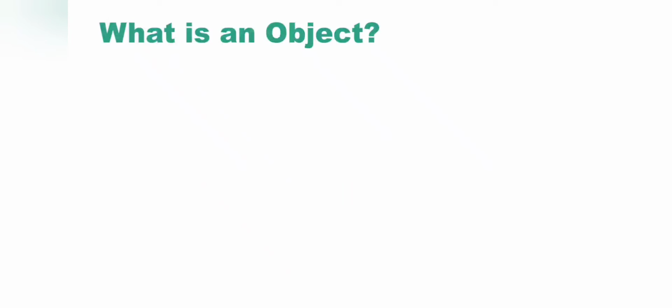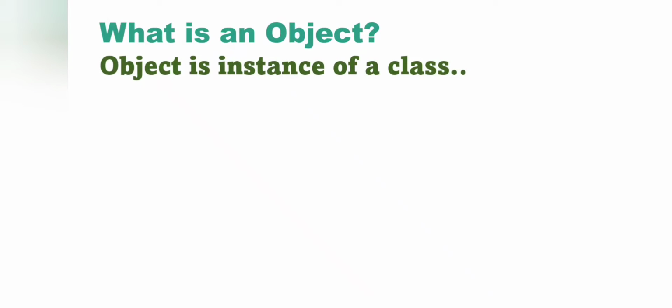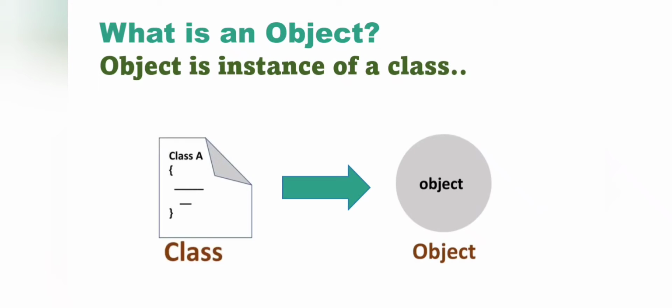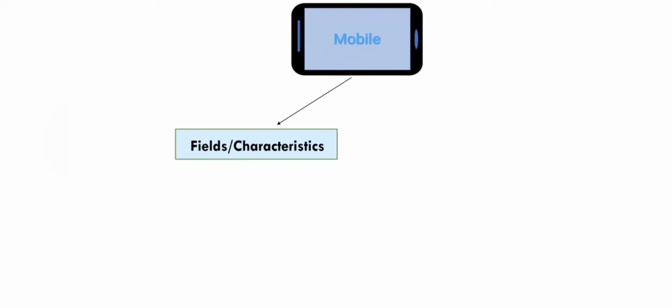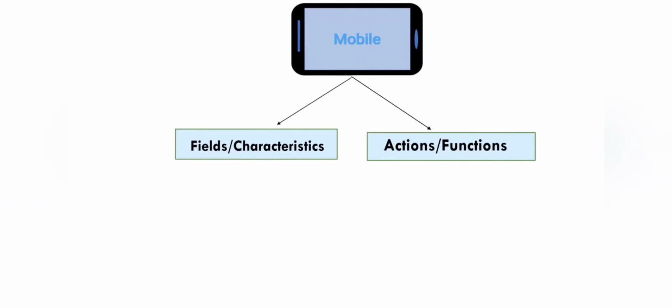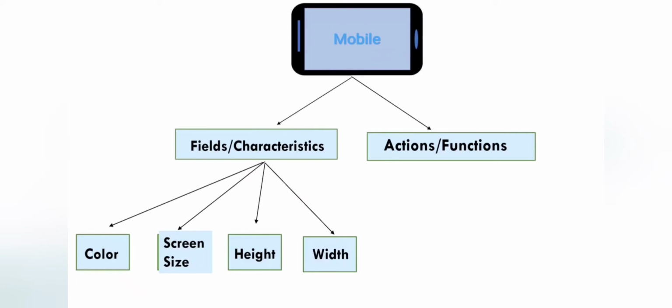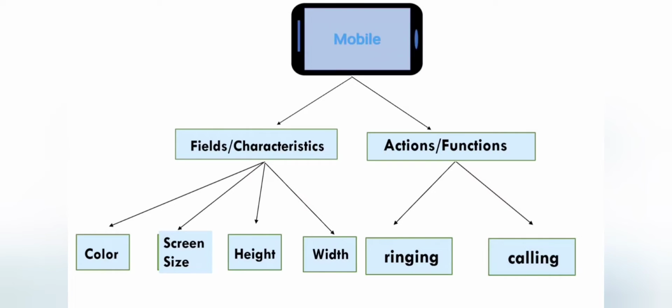Now let's discuss what is an object. Object is an instance of a class. That means object is a result that we get from a class. And each object has its fields, or we can say the characteristics, and actions, or we can say functions. For example, mobile phone. Mobile phone is also an object and each mobile phone has its fields and actions. So fields like color, screen size, height, width, and the actions like ringing and calling.